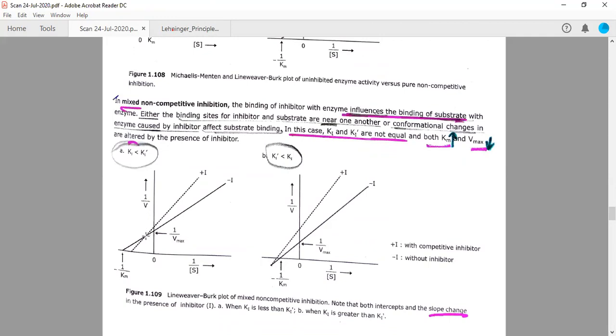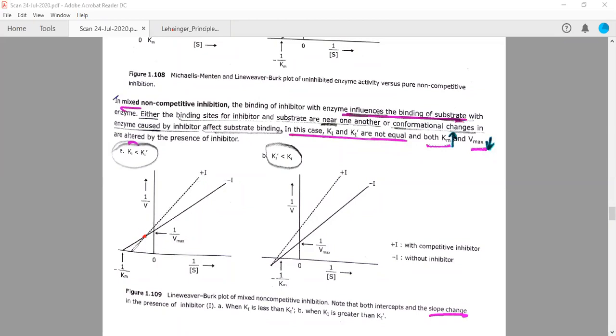So you will find this cross here. This cross means your Ki value, the free enzyme which is binding with your inhibitor, is having less reaction velocity in comparison to Ki dash, or the enzyme substrate complex is able to bind with more inhibitor. So in this first case, you will get a cross here. So this X shape will be received.